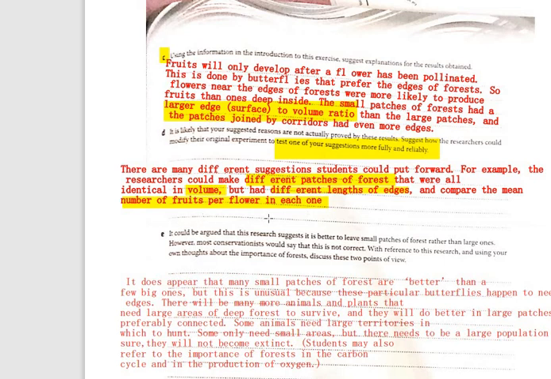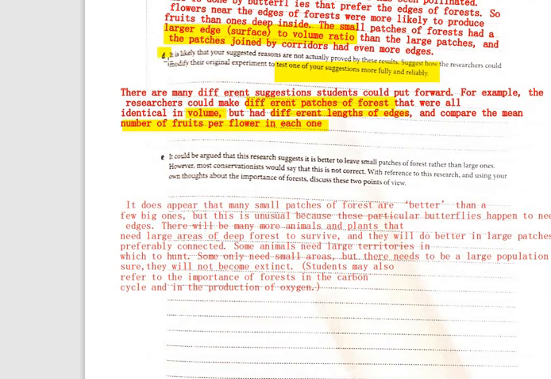Okay, so now the final part of the question is part E. It could be argued that this research suggests it is better to leave small patches of forest rather than large ones. However, most conservationists would say that this is not correct. With reference to this research and using your own thoughts about the importance of forest, discuss 2 points of view. So this last part of the question is actually referring to the second last chapter, the deforestation chapter, chapter 21.